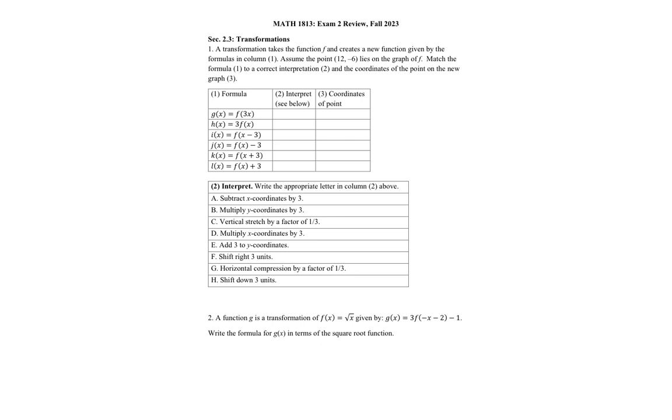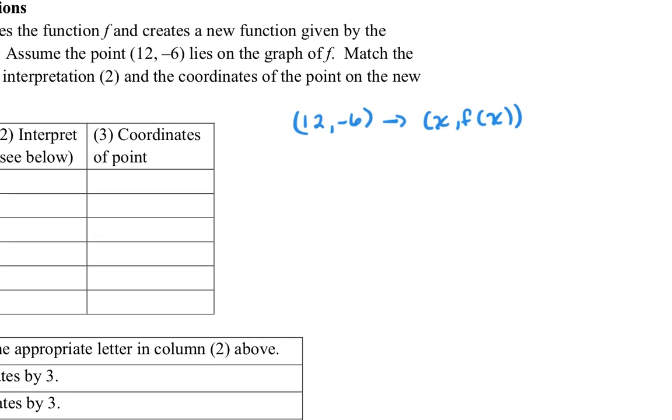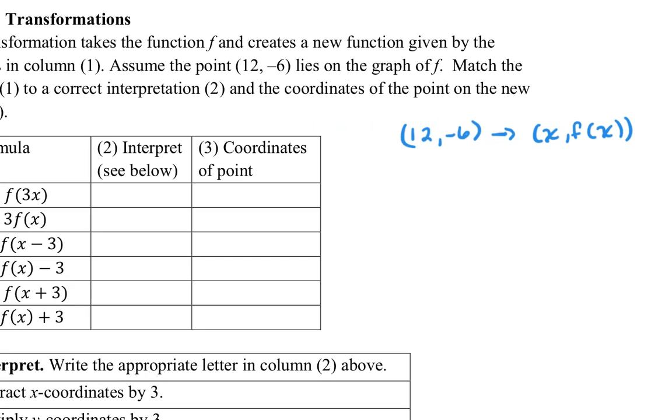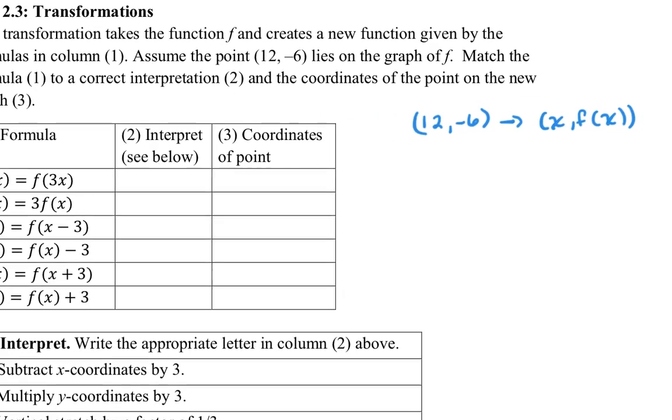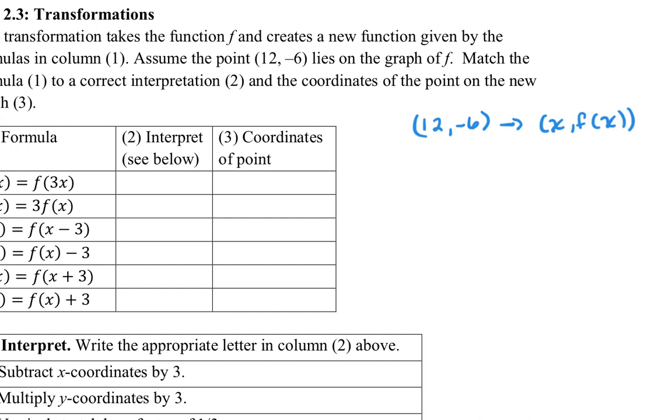So as we see, we have this point (12, -6), which is the same as (x, f(x)), right? And this right here will help us to interpret what's happening in these and find the coordinates of the new point. So first of all, the first one is g(x) = f(3x).